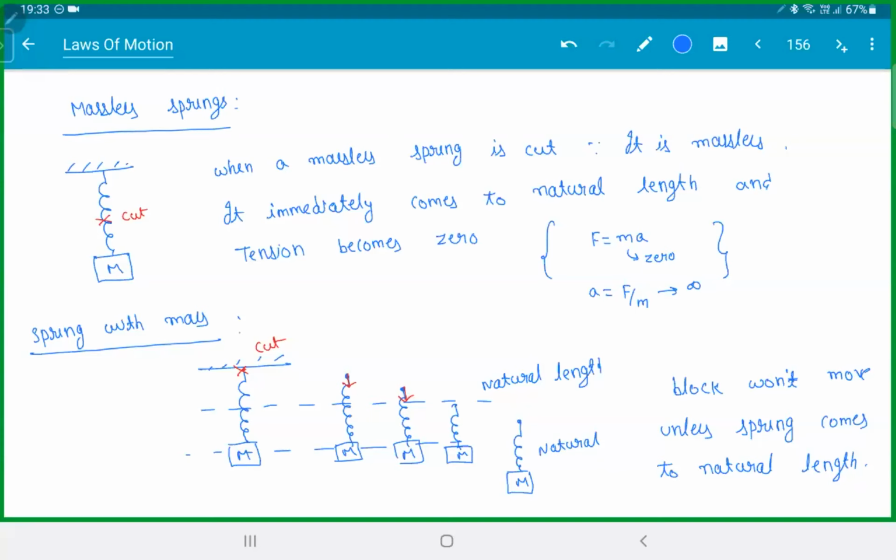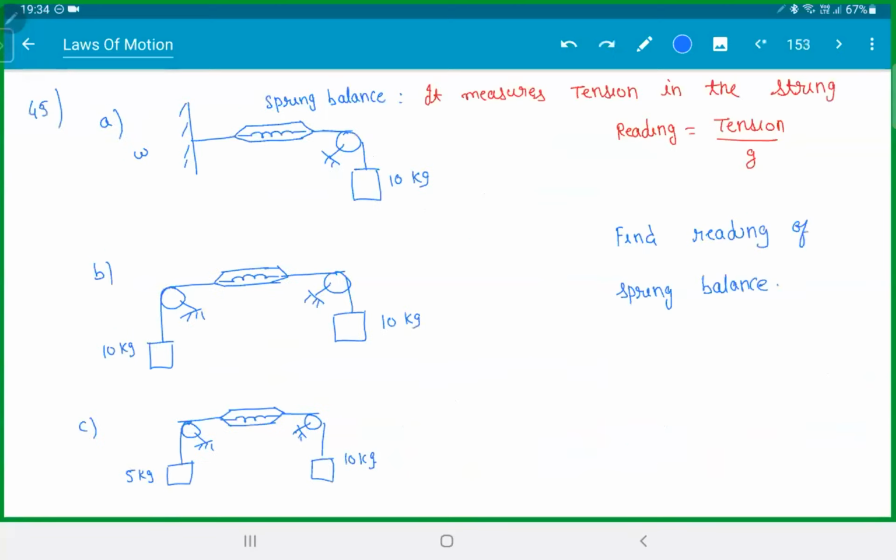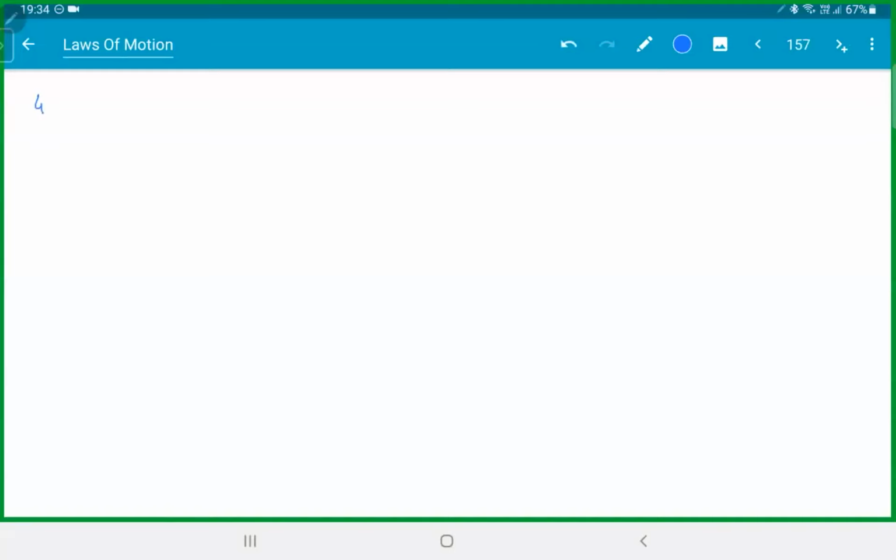Any doubts on this page? Please ask. All clear? Let's see a question. Remember massless springs. If I don't mention anything, it is massless springs. Springs with mass and springs without mass behave differently.